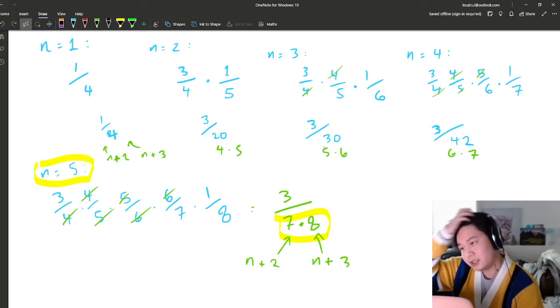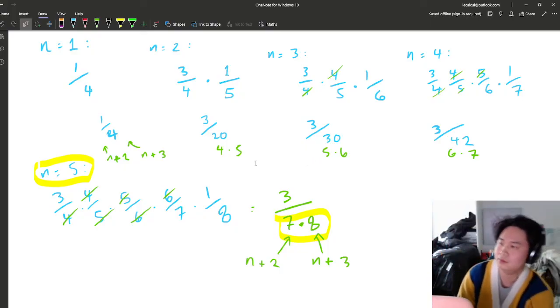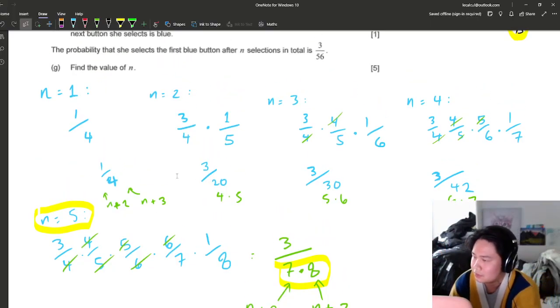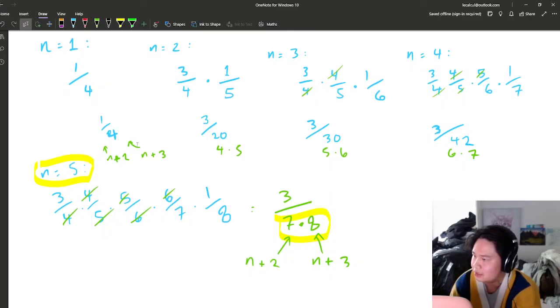Do they really want you to use factorials? Or is there just a nicer way to do this?